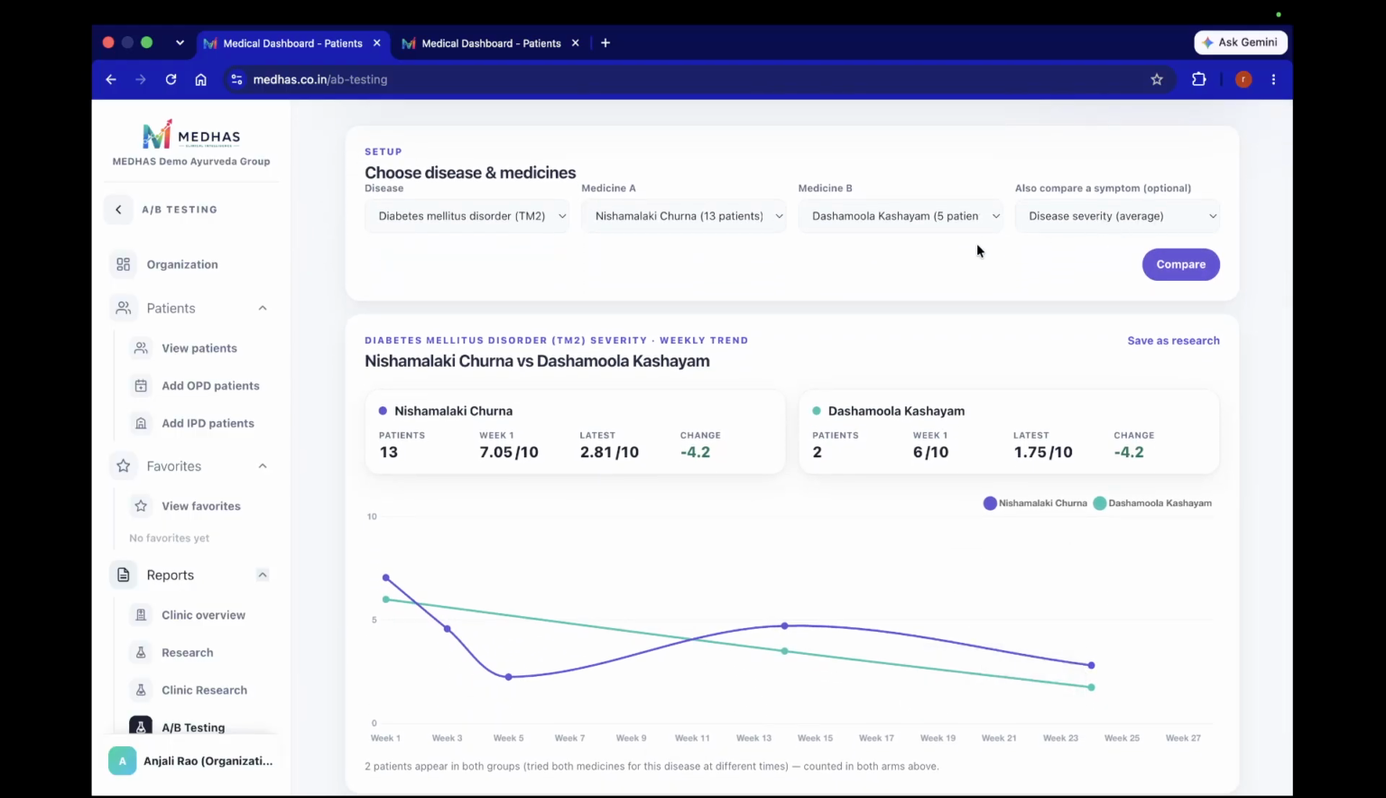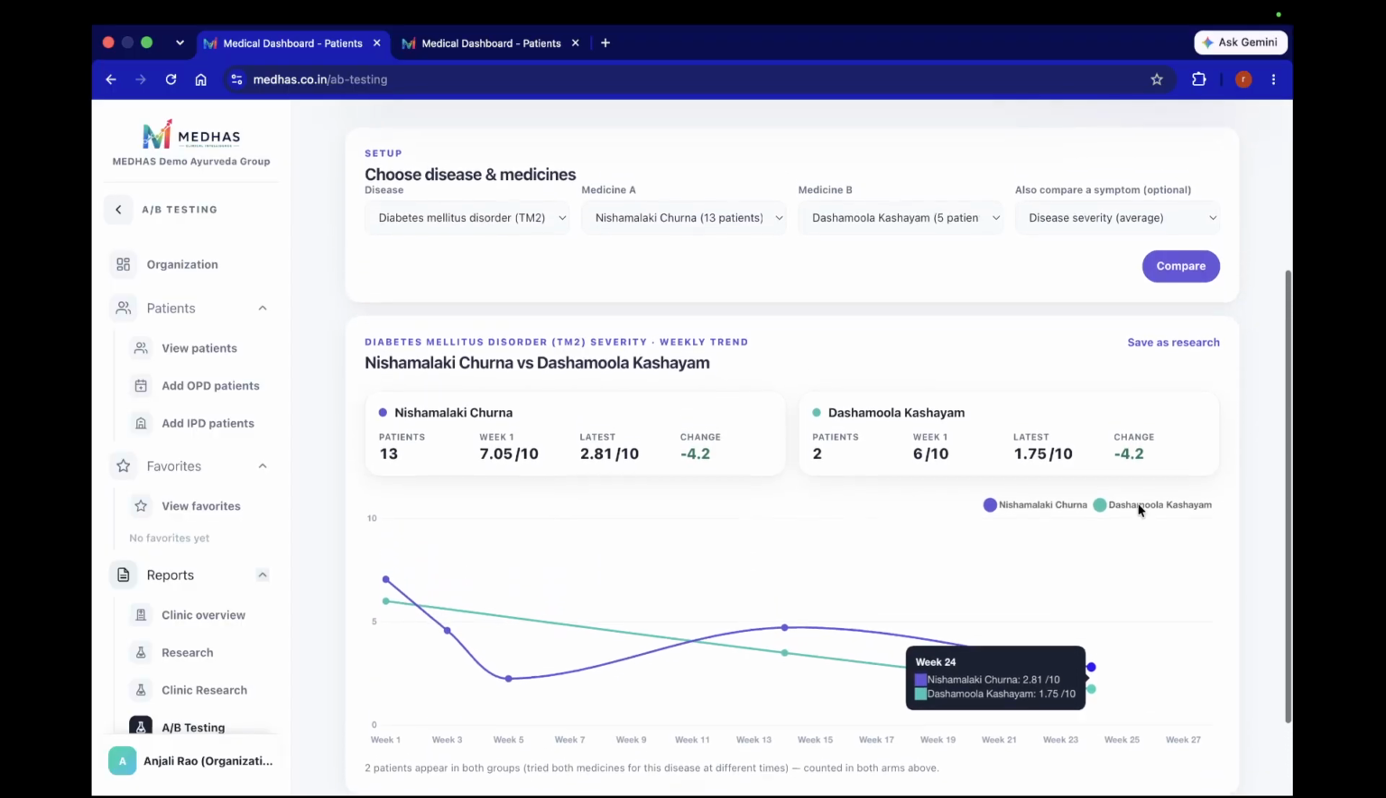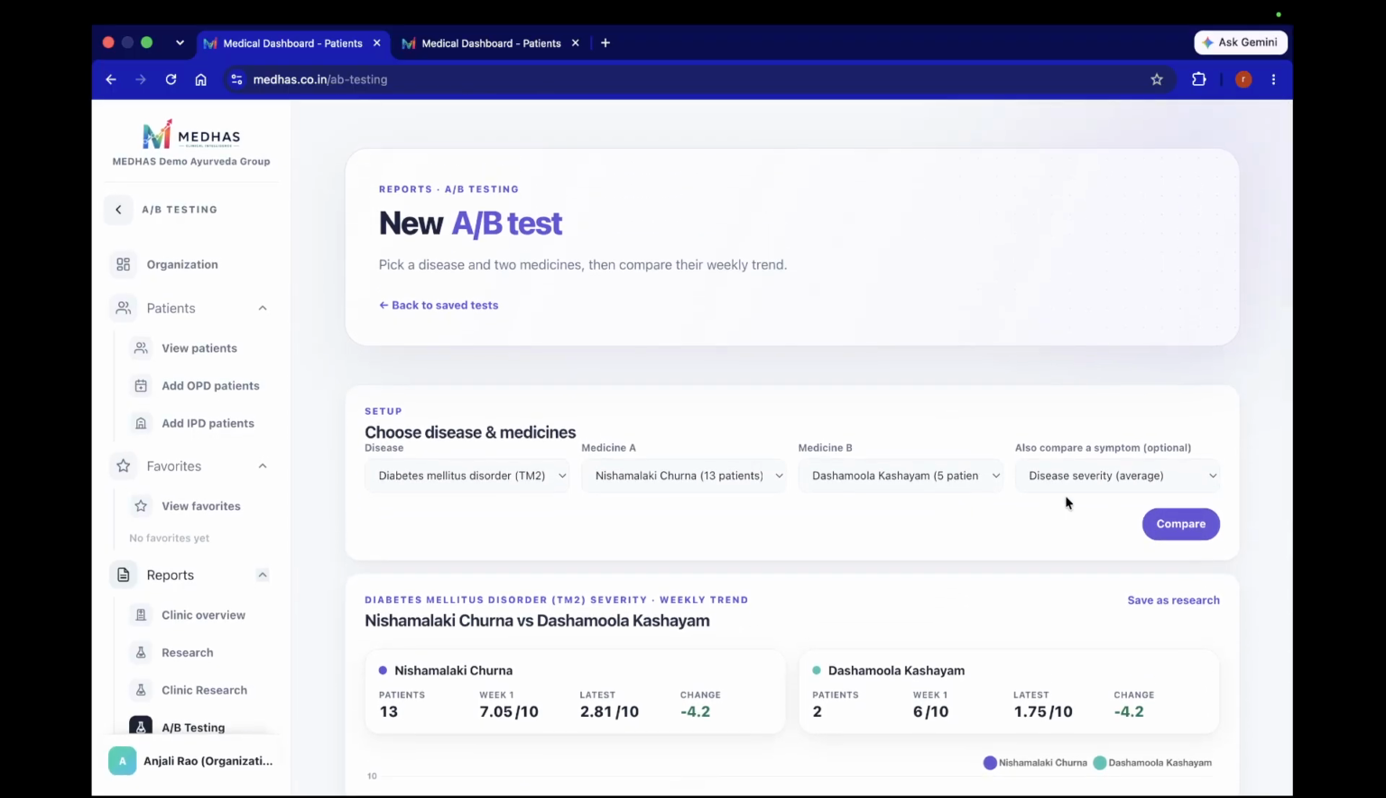symptoms, optionally of course, but for a specific disease, if you want to see how your treatments are performing with medicine A and medicine B, you'll be able to perform an A/B test and analyze how each medicine is working, so that it will be very helpful for treating the upcoming patients. This research can be saved as research as well for the doctor's own benefit.